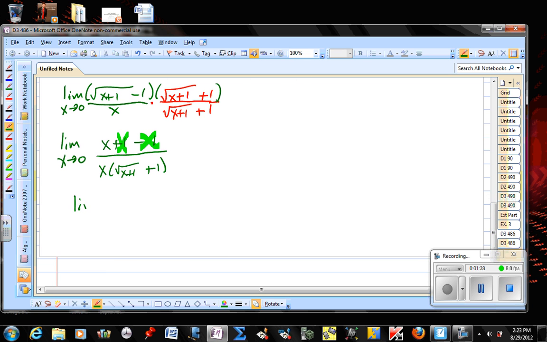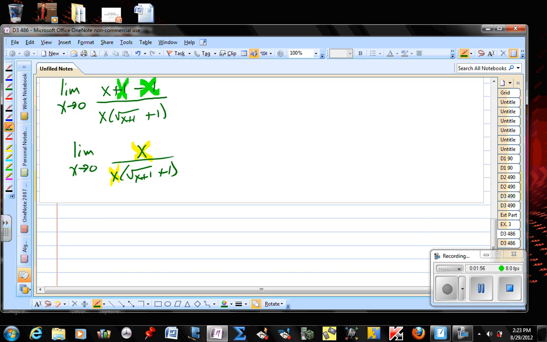So we've got the limit as x approaches 0 of x over x times the quantity, root x plus 1 plus 1. Now, we can see that the factor of x in the numerator and the factor of x in the denominator eliminate each other. And now we've got the limit as x approaches 0 of 1 over root x plus 1 plus 1.